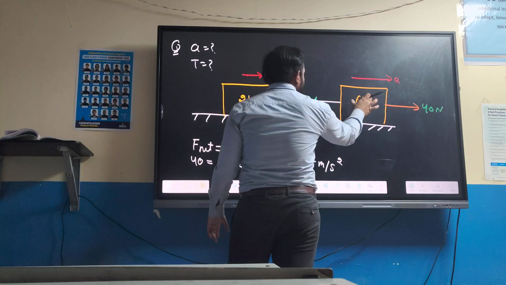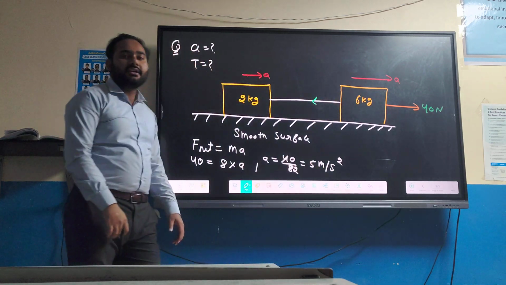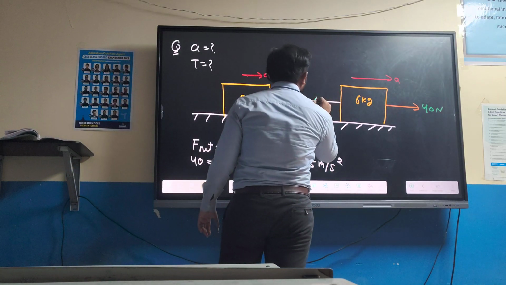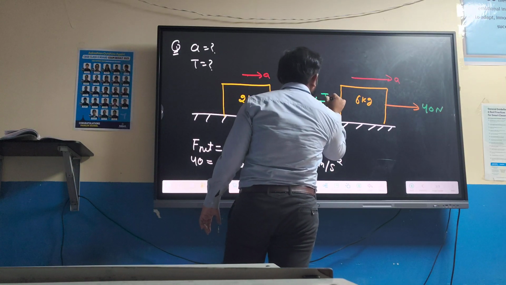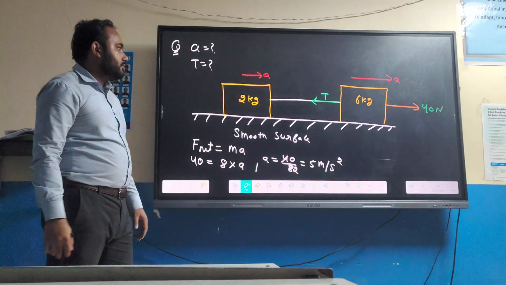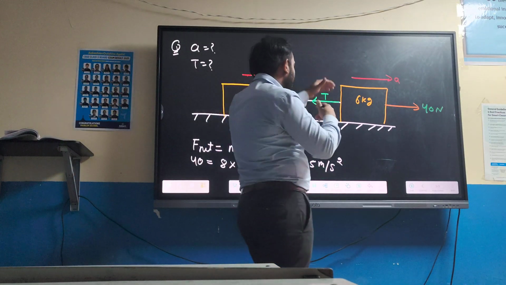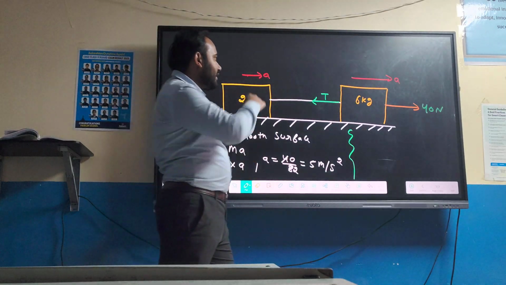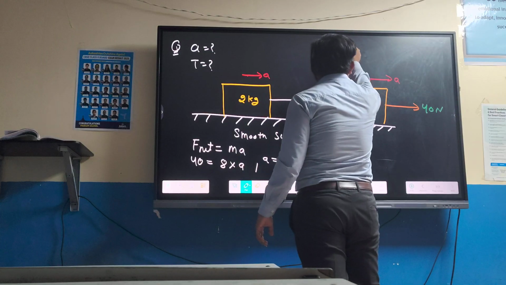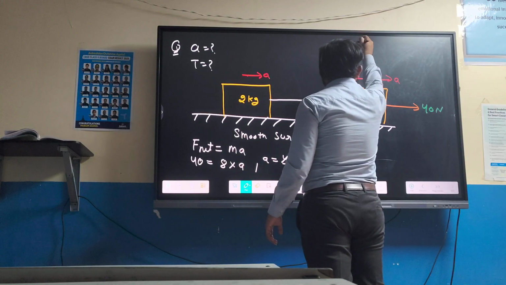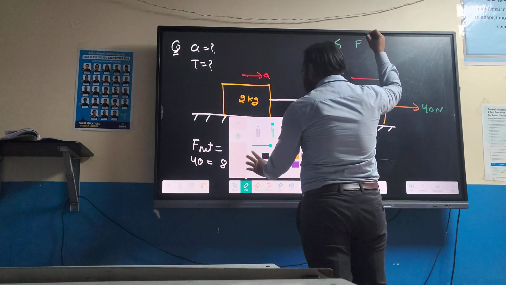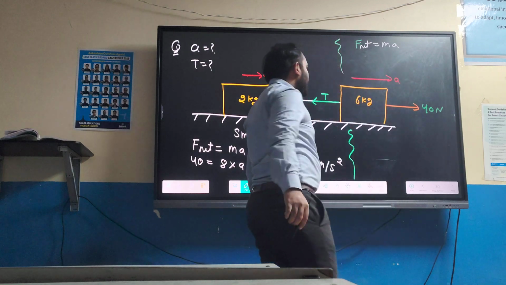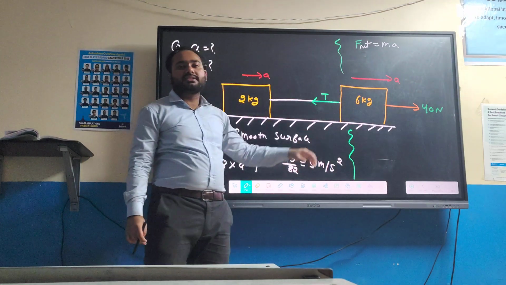The 6 kg body is connected to a string, and the string will apply a tension force, and the nature of a tension force is always pulling. So this 6 kg block will be pulled by the string with a tension force T. Now to find tension, can I again apply the second law equation? What is the second law equation? I will write here. Net force acting on a body is equal to mass into acceleration. So what is the net force acting on the 6 kg block?